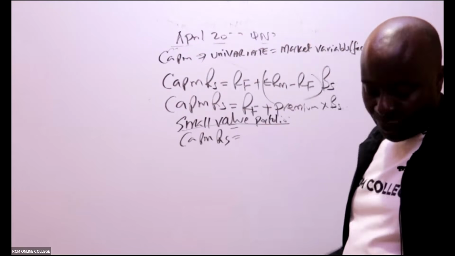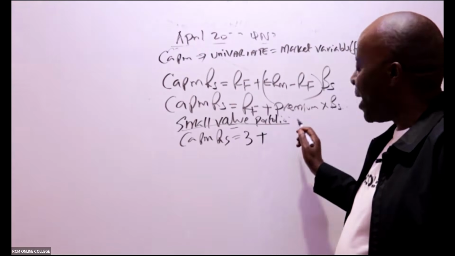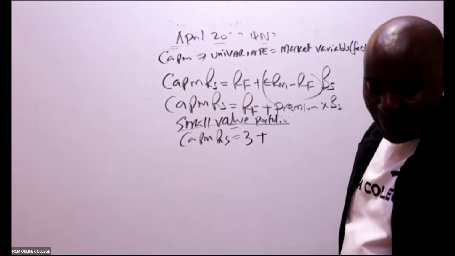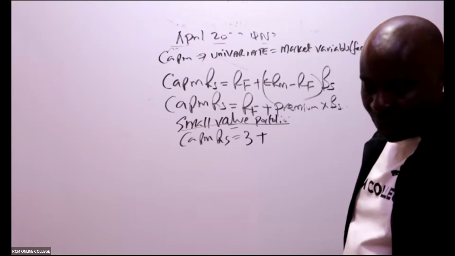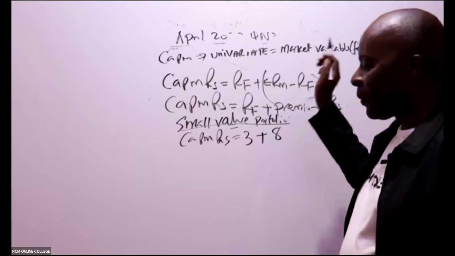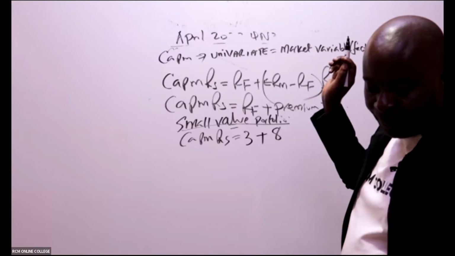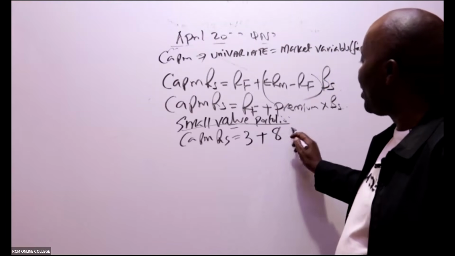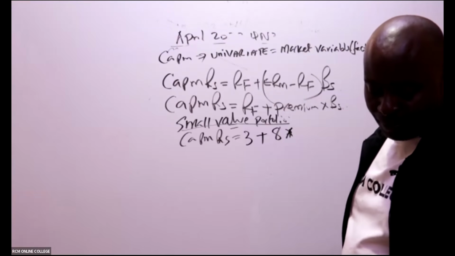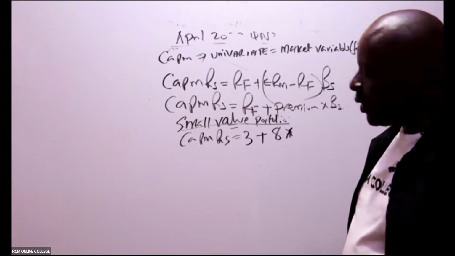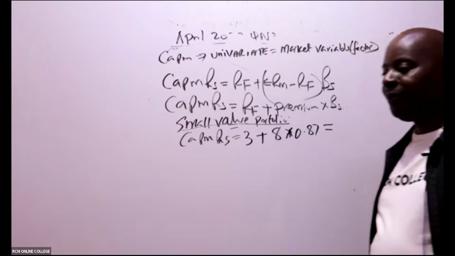Therefore, the risk-free remains, plus the premium for the market factor. The premium for the market factor, is there somebody who is able to see 8? Are you able to see 8? The premium, it's given down there. For market factor, 8 times the beta, which is the sensitivity factor. For small value, 0.87.